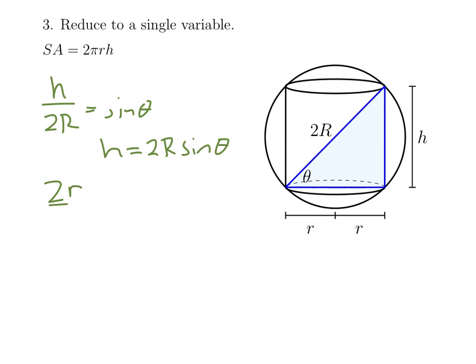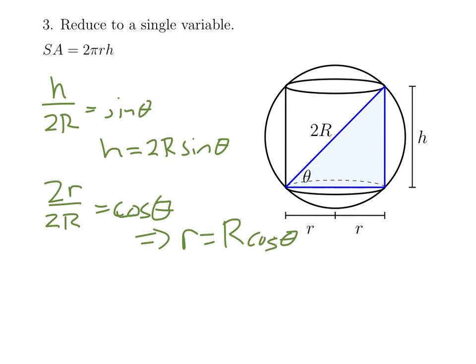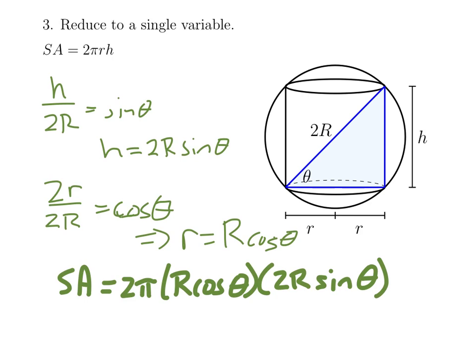Similarly, the adjacent side over the hypotenuse is cosine, and so the radius of the cylinder is just the radius of the sphere times cosine of the angle. And so we get the surface area is 2 pi times r cosine theta times 2r sine theta, simply by substituting those two formulas in, and we've reduced our problem to one that involves only the variable theta.